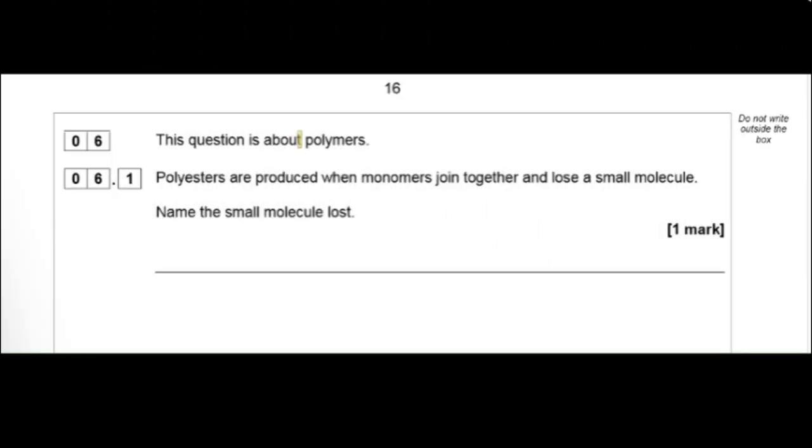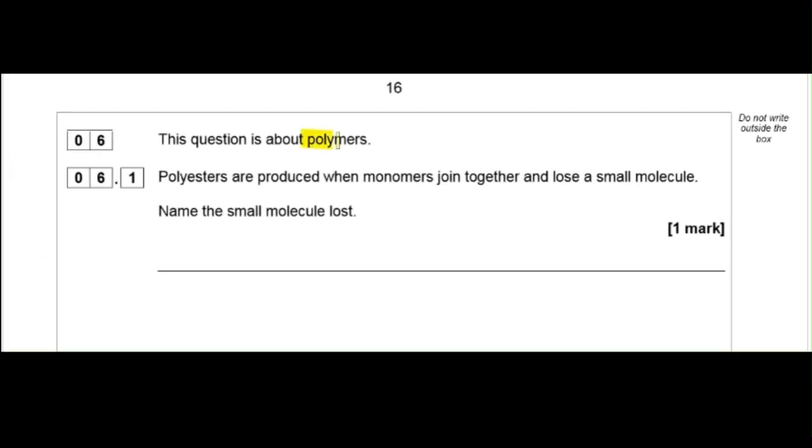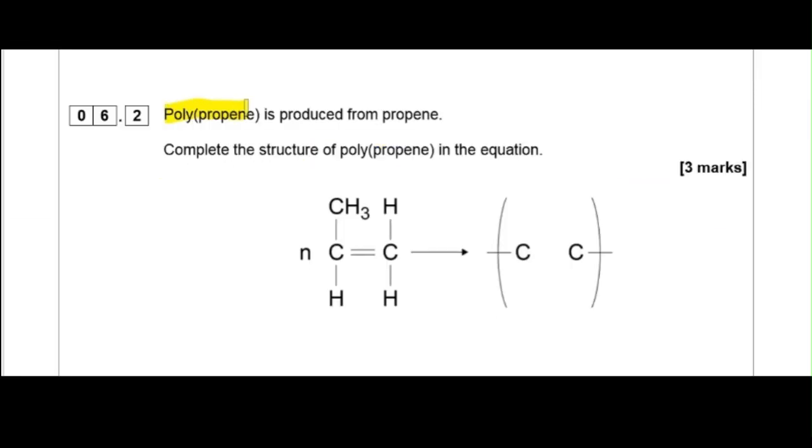Over the page to question 6. This question is about polymers. Question 6.1. Polyesters are produced when monomers join together and lose a small molecule. Name the small molecule lost. For 1 mark, you must write water. 6.2. Polypropene is produced from propene. Complete the structure of polypropene in the equation.